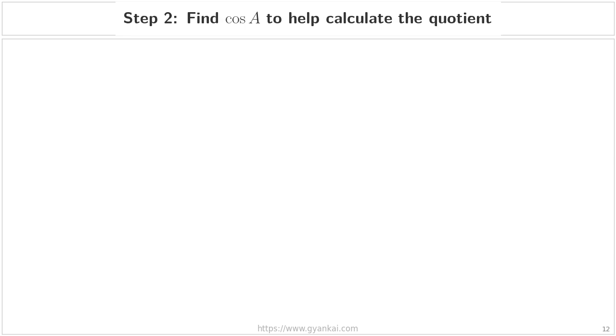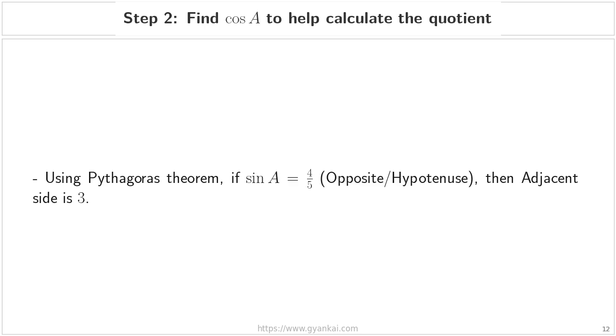Step 2. Find cos A to help calculate the quotient. Now that we have found the cosecant, we need to find the cosine to help us move toward our final goal of finding the tangent. To do this, let's look back at our given information from the previous slide. We know that the sine of angle A is 4/5, which, as we've discussed, represents the ratio of the opposite side to the hypotenuse. This means our opposite side is 4 and our hypotenuse is 5.